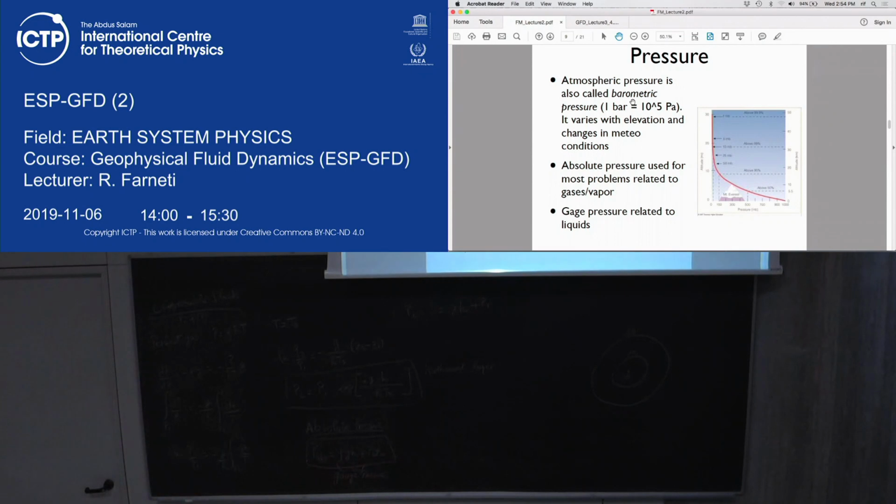Okay, so atmospheric pressure, which is what we've been talking about, is also called the barometric pressure. Okay, and 1 bar is equal to 10 to the 5 Pascal. It changes with elevation, location, and changes in meteorological conditions. So this atmospheric pressure is not constant, of course. But then you want to reference the pressure that you measure to that atmospheric pressure. Absolute pressure is used for most problems related to gases and vapor, and the gauge pressure is usually used for liquids, like in the ocean.